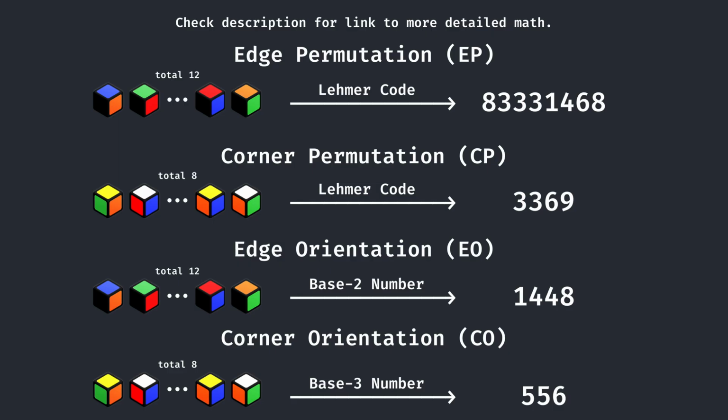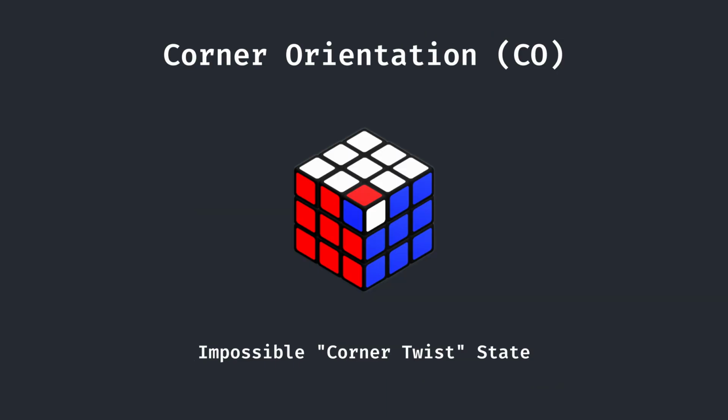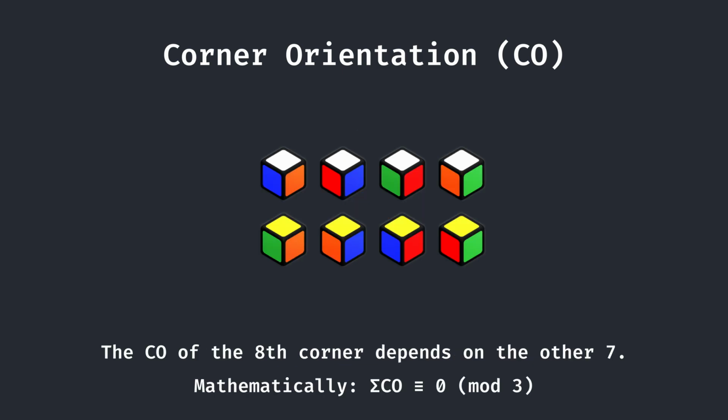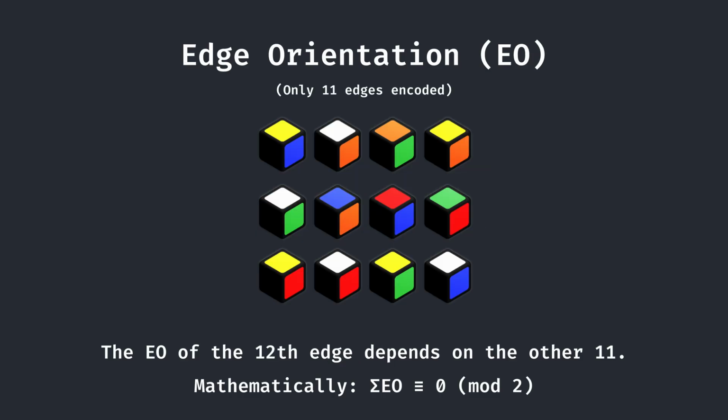But we have to be careful with a few things. For example, when it comes to orienting the corners, some states are impossible. The infamous corner twist is an example of that. As it turns out, only the orientations of 7 corners can be arbitrarily modified out of the 8. We have to set the last one based off the other 7 to ensure it's a possible state, and thus, we only need to encode 7 corners. Edge orientation is similar. Only the orientation of 11 edges can be arbitrarily modified out of the 12. The last one is set by the other 11.